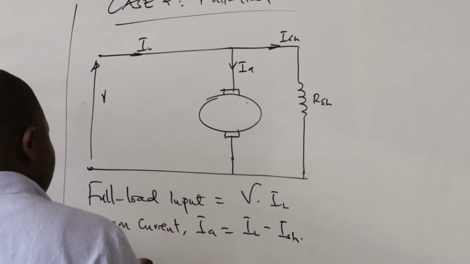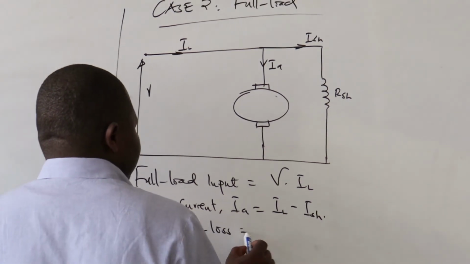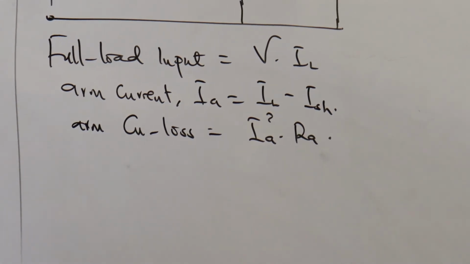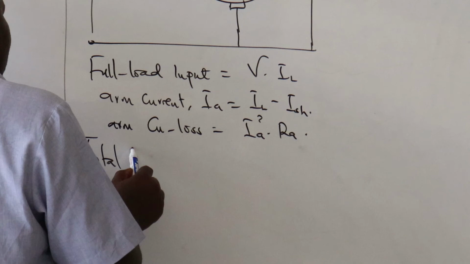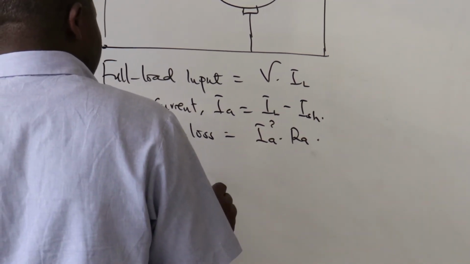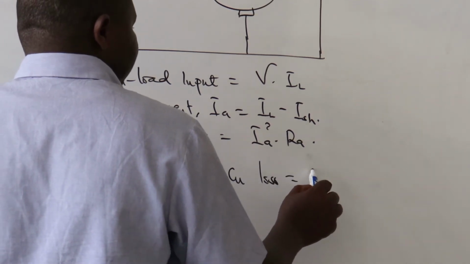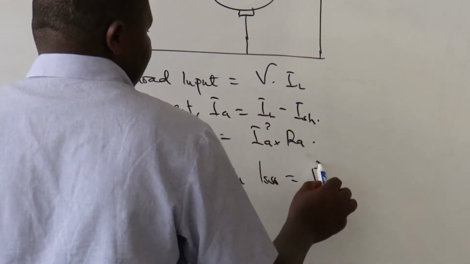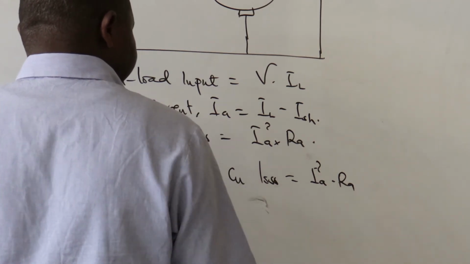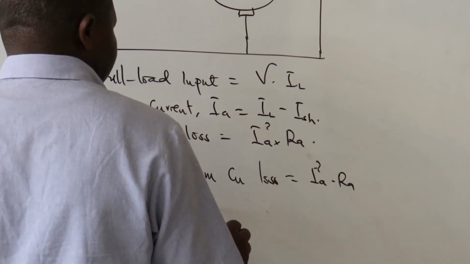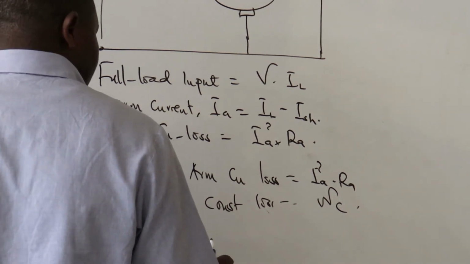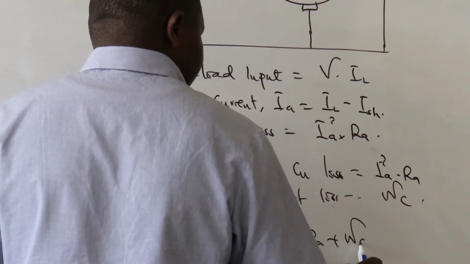Then we get the armature copper loss, which will be I_A squared R_A, right? So once we get this, we can now get the total loss for the motor. I want to arrange them. One is the armature copper loss at this point, which is I_A squared R_A, and then W_C, that we call the constant loss. So the total loss is equal to I_A squared R_A plus W_C.